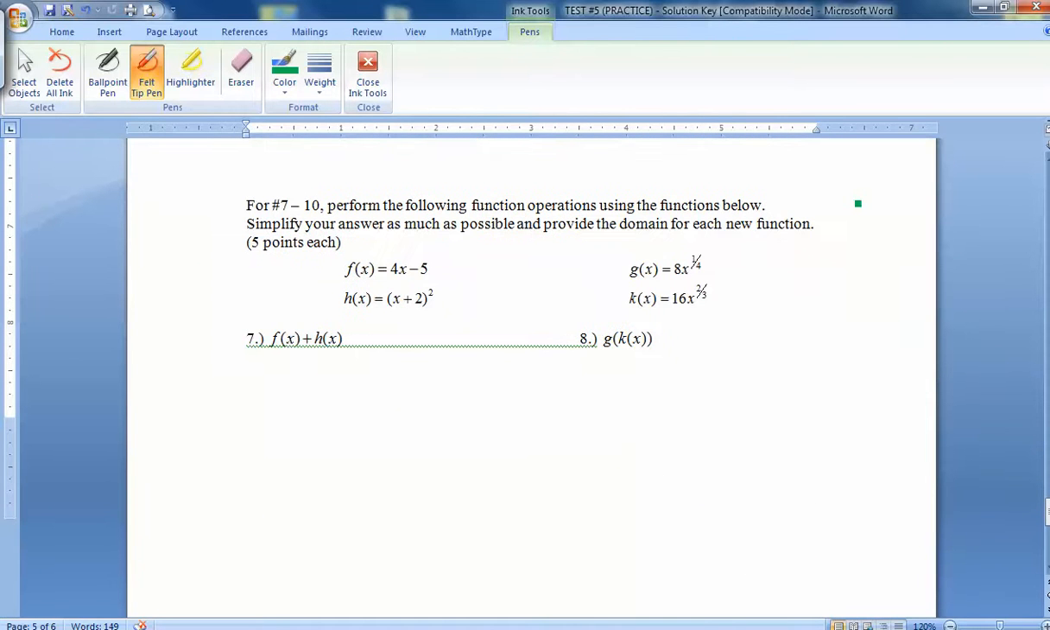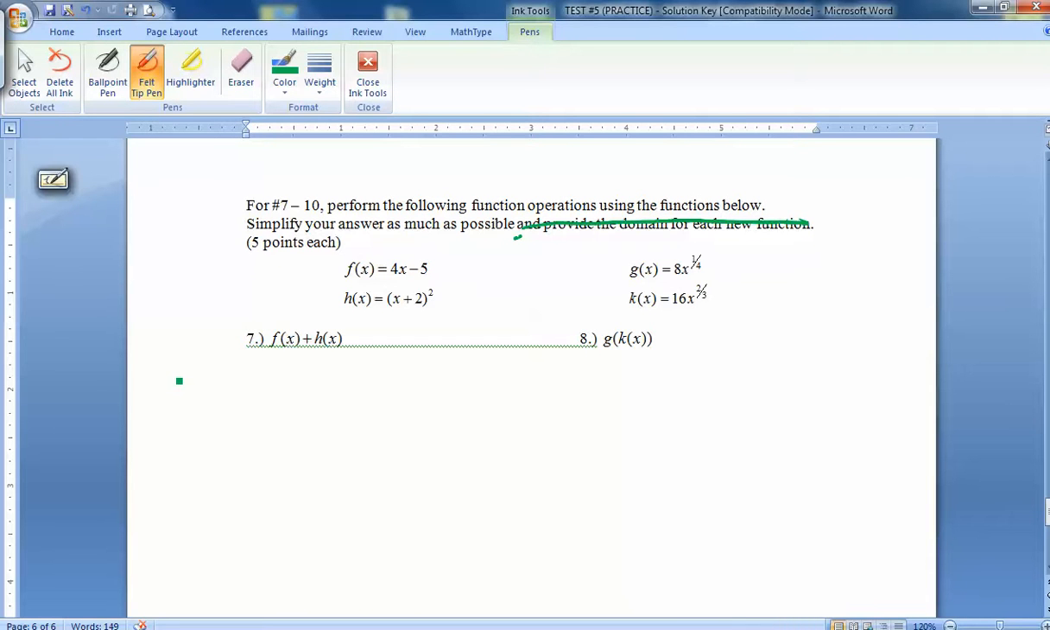All right, last 4 problems here. We're asked to perform the function operations, and please ignore those instructions. We never talked about how to find domain for this stuff, so let's not worry about that. We'll worry about that in the second semester.